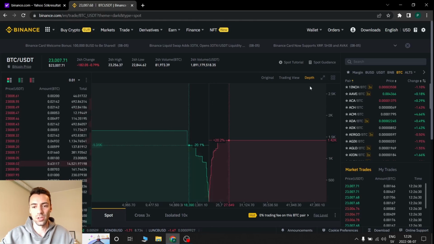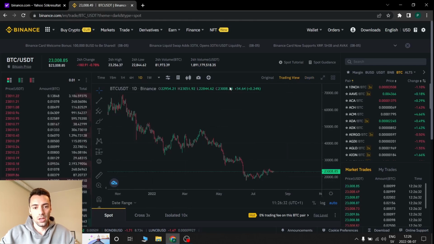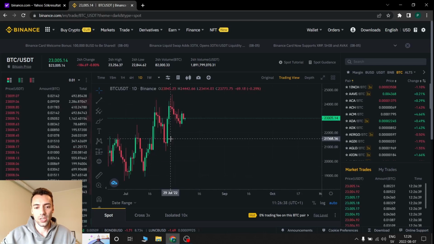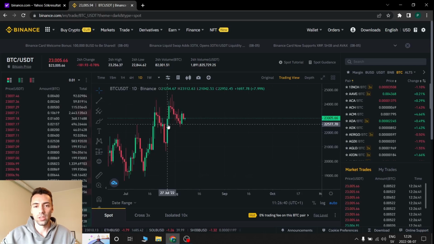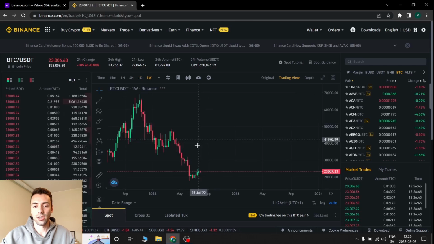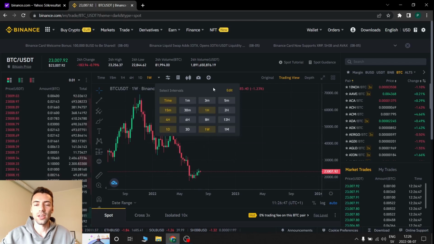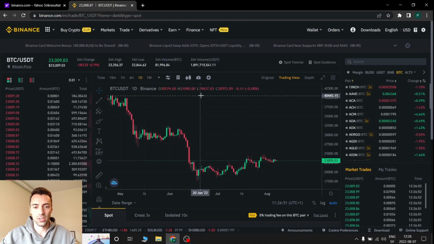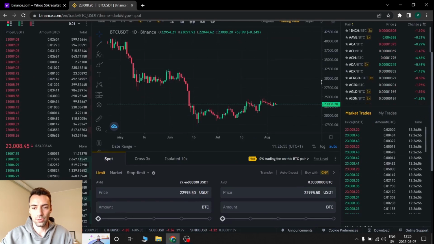So, the depth of the market. The trading view actually, so we have in 1 day time frame, so each candle opens and closes in 1 day or 24 hours. The weekly time frame, each candle shows 1 week. Again, I'm gonna educate you on this in a separate video. It's not necessary for now.